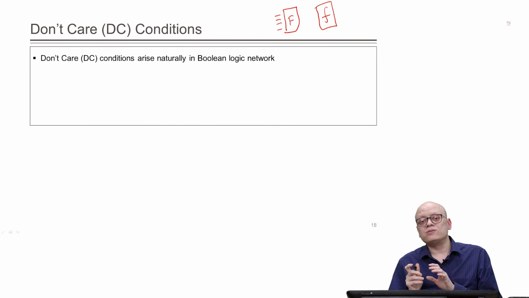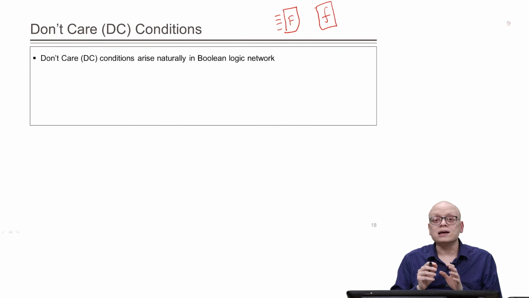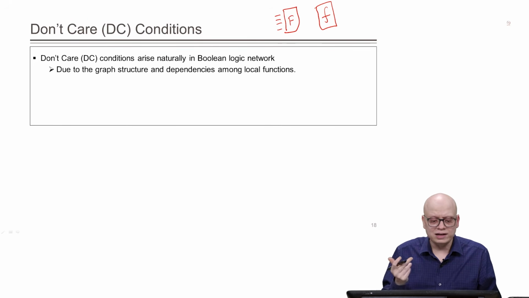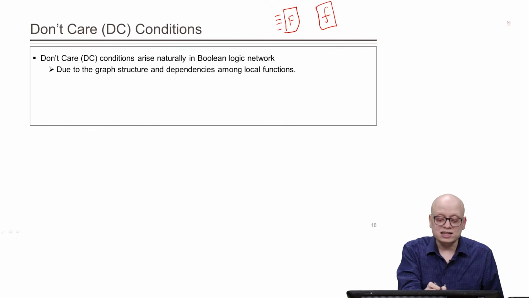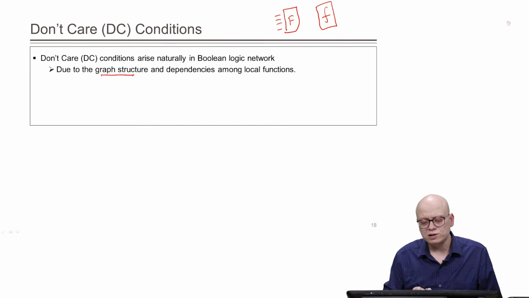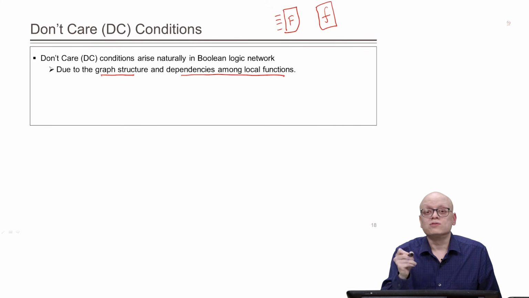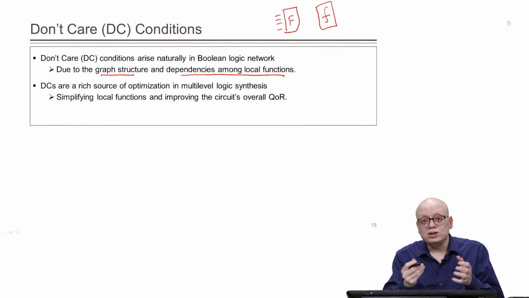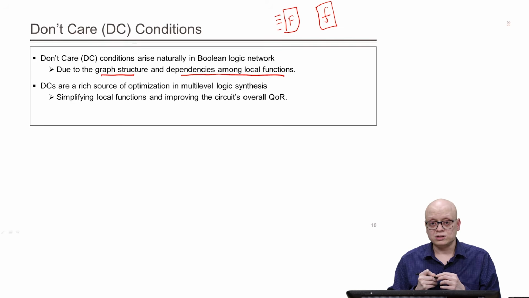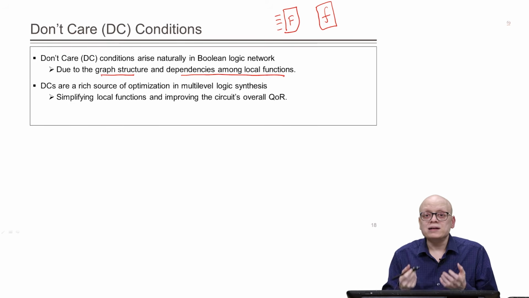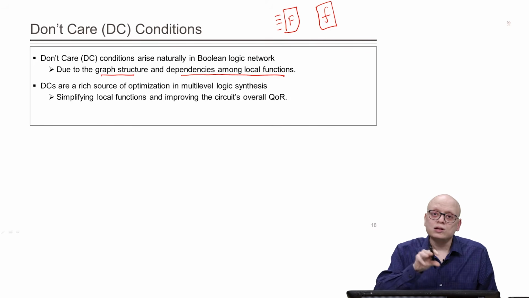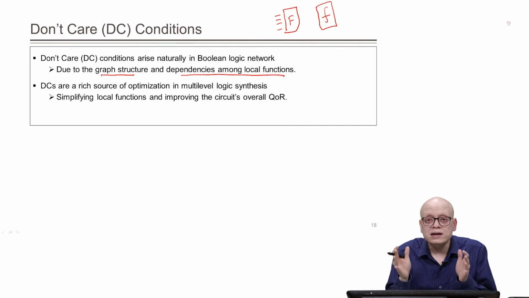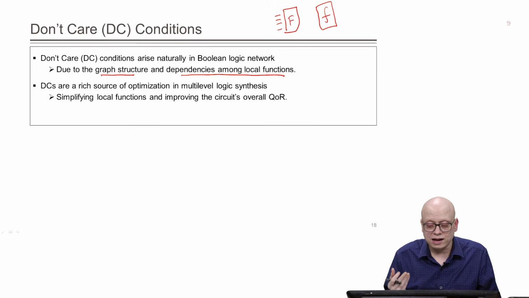But in a Boolean logic network, don't care conditions arise naturally. How they arise naturally, we will see. Intuitively, these don't care conditions arise because of the graph structure of the Boolean logic network and the dependencies among the local functions. What are those dependencies? We will see just now. Now, if we have don't care conditions for a local Boolean function, then we can apply optimization based on this don't care condition, and the local Boolean functions can be further optimized and our Boolean logic network can be made more compact, or the area can be reduced.